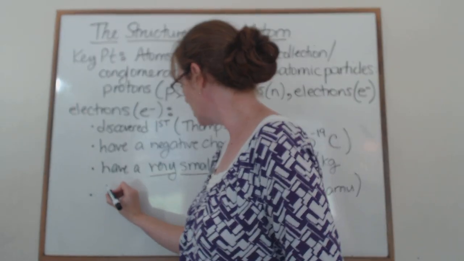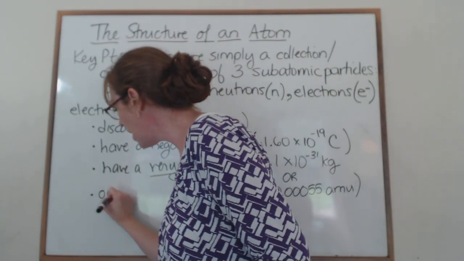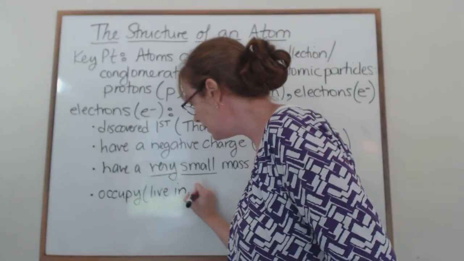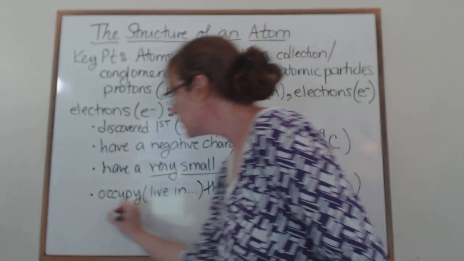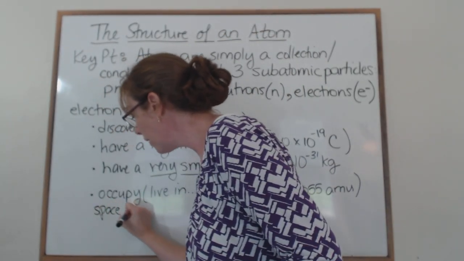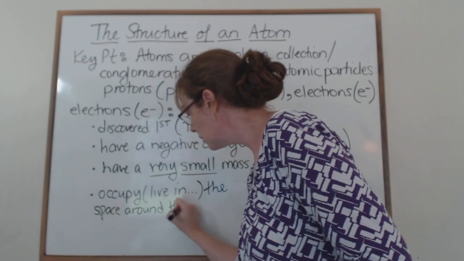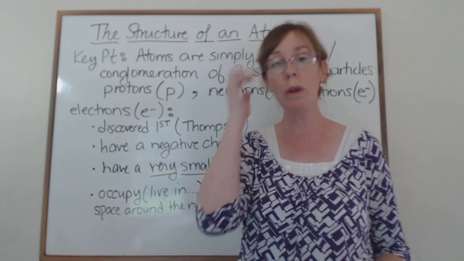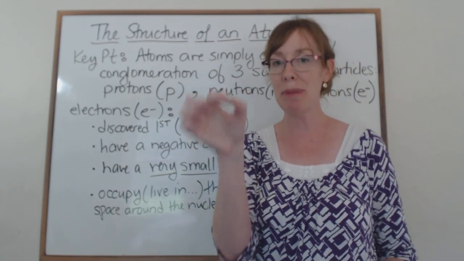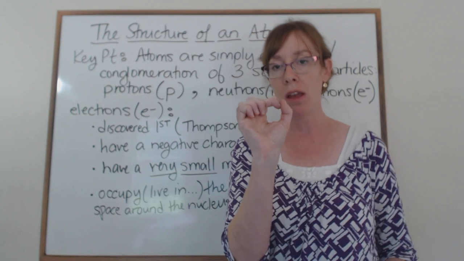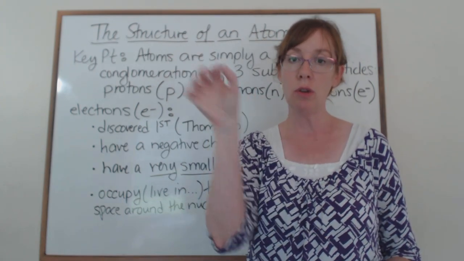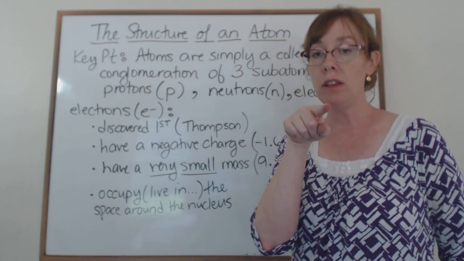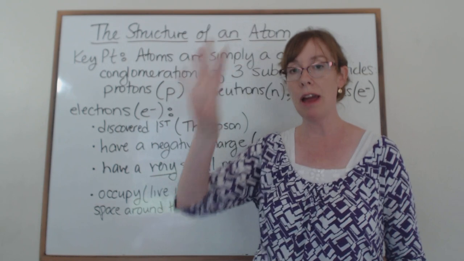Electrons. Last thing about electrons. These occupy, and when I say occupy, I'm just basically telling you where they live. They live in the space around the nucleus. We will talk about the nucleus a little bit in a second, but the nucleus is the center of the atom. So if the atom is a sphere, the nucleus is in the center. The electrons don't live in the nucleus. They live in the space around the nucleus.